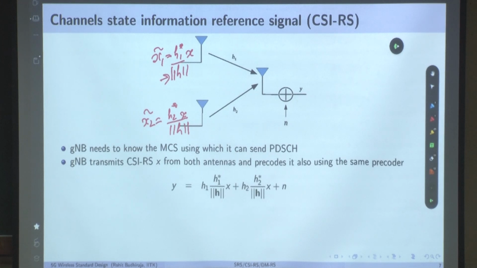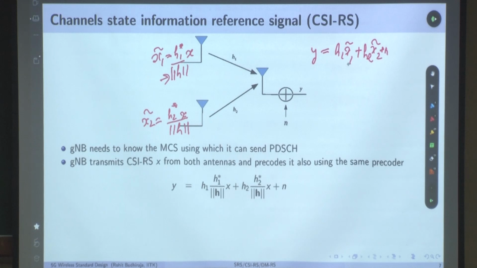If x is a CSI-RS, I am using the same precoder that I used earlier for data to precode the pilot signal also. So, if x1 tilde is the precoded pilot signal from the first antenna and x2 tilde is the precoded pilot signal from the second antenna, what signal is this UE going to receive? Y will be h1 into x1 tilde plus h2 into x2 tilde plus noise, correct.